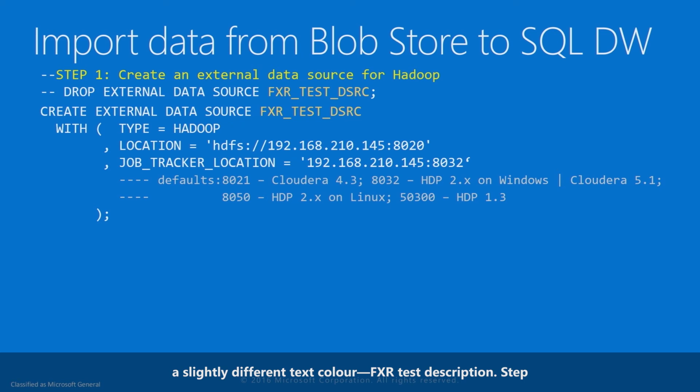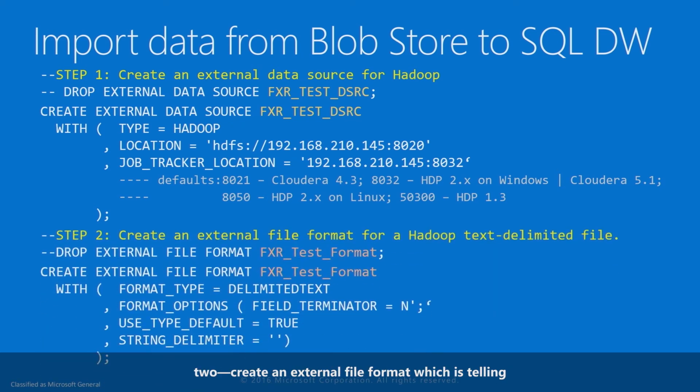FXR test description. Step 2, create an external file format, which is telling PolyBase what the format of the files that you're processing is. So here we've got a name of that object in a different text, FXR test format, and this is basically using delimited text with a new row for field termination, and string delimiters with single quotes.